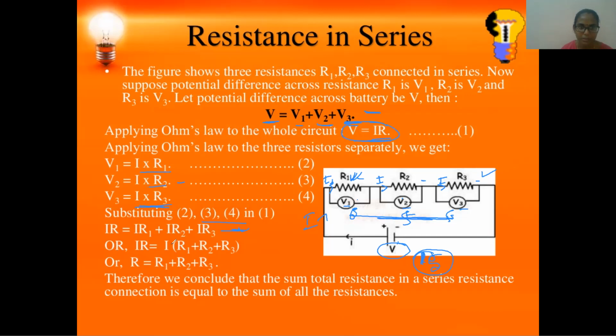So we take I as a common factor, since I is there in all three terms. What do you get? R1, R2, R3. Now this I and the I on this side cancel. So what remains? R, that is the effective resistance, which we also call RS. The effective resistance in series combination is given by the sum of the resistances, R1 plus R2 plus R3. Right, children? Therefore we conclude that the total resistance in a series connection is equal to the sum of all the resistances.